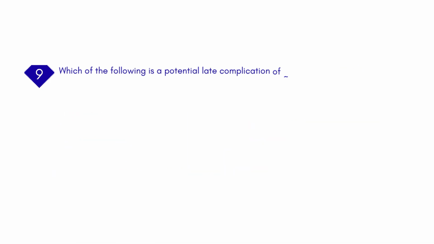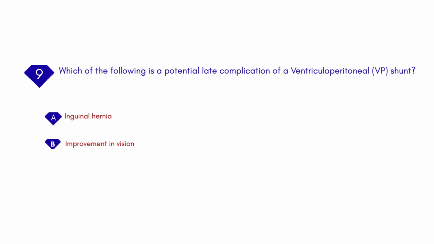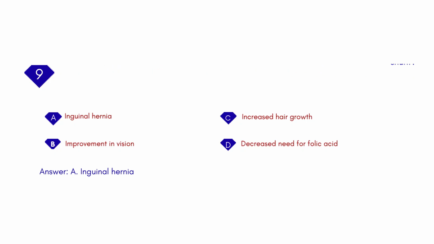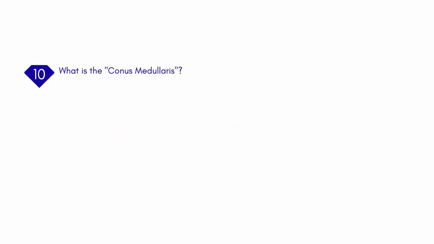Which of the following is a potential late complication of a ventriculoperitoneal (VP) shunt? A. Inguinal hernia. B. Improvement in vision. C. Increased hair growth. D. Decreased need for folic acid. Answer: A. Inguinal hernia.